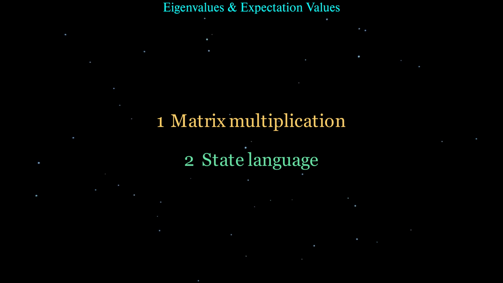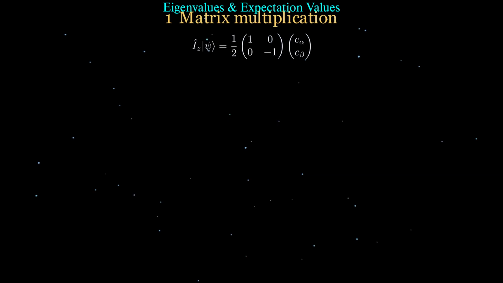First, we'll do it by brute force matrix multiplication, and second by using what we know about orthonormality and eigenvalues. So in the first way, we apply the matrix of Iz to the ket of psi, and here we just multiply the rows by the columns. This will give us 1/2 times the 2x1 column vector of C alpha and negative C beta.